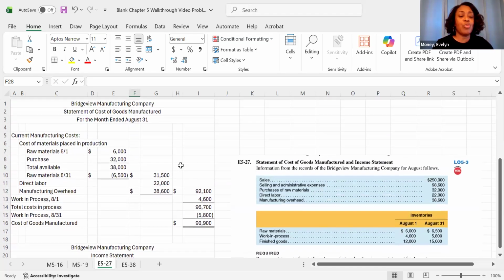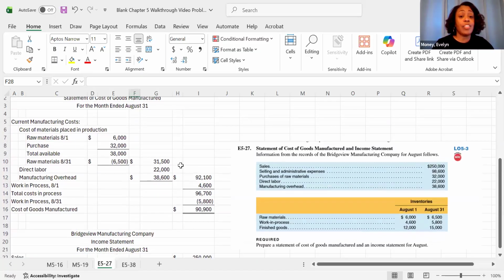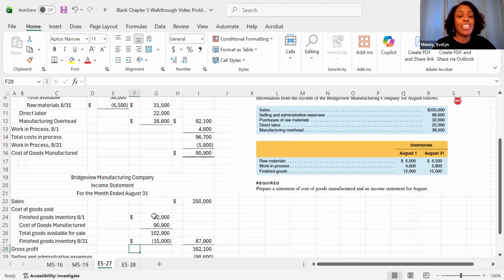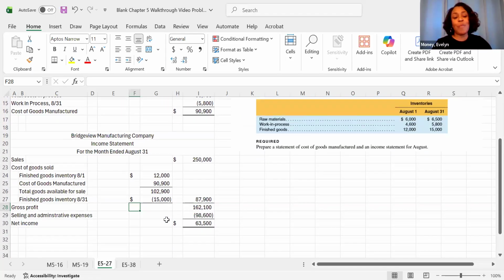So there you have it, a schedule or a statement of cost of goods manufactured that flows into an income statement. Just don't make the mistake I made because it'll mess up your net income figure.